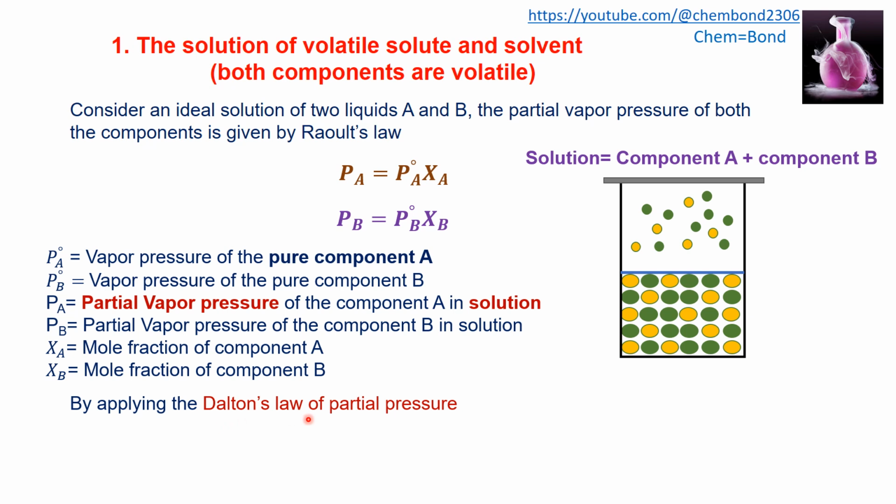Now by applying Dalton's law of partial pressure, PT, that is total pressure, is equal to the partial pressures of the components of the solution. So PA and PB are the two components of a solution. The sum of the partial pressures exerted by PA and PB is equal to the total vapor pressure of the solution.